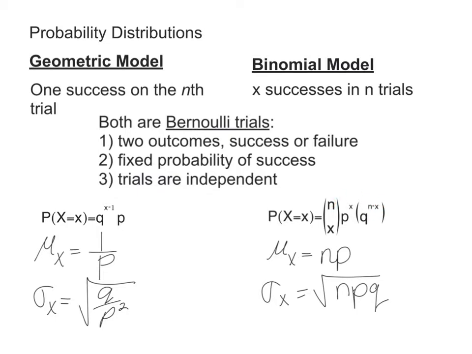Now, when it asks how many you would expect for the binomial model, that's your mean, n times p. For your geometric model, it's 1 divided by p. And your standard deviation for geometric is the square root of q over p squared. And for binomial, it's the square root of npq. And that sets up our probabilities for the sampling distributions.